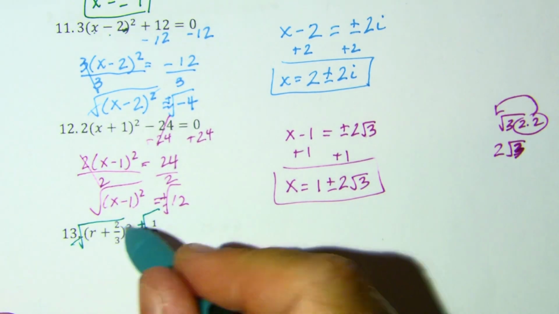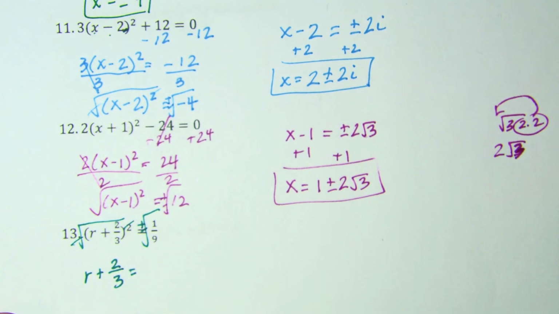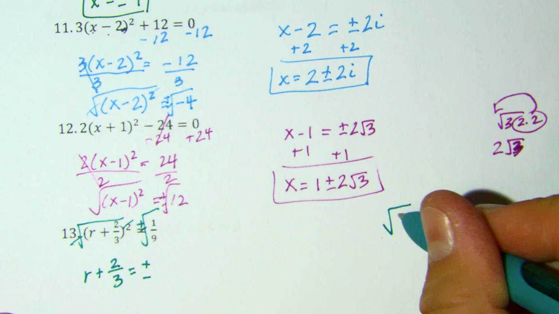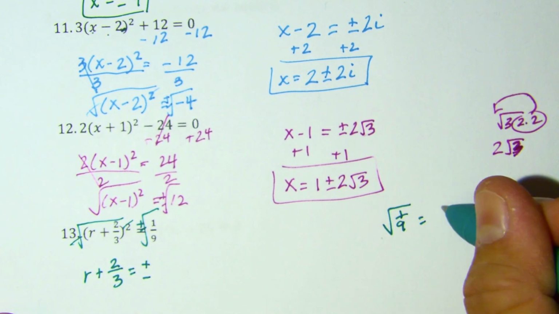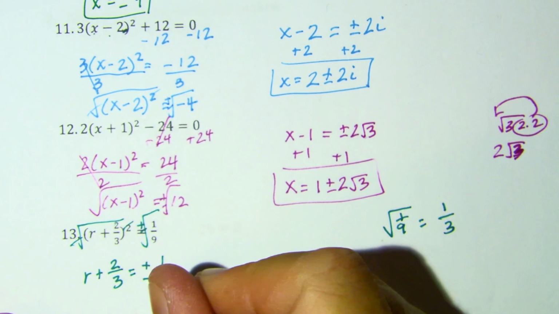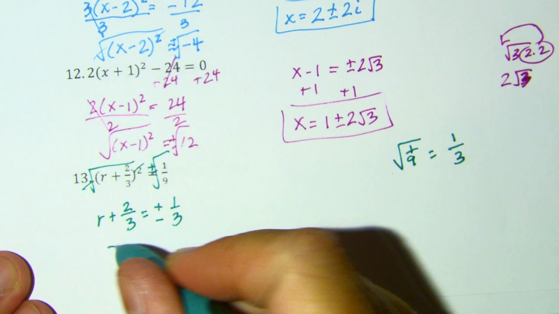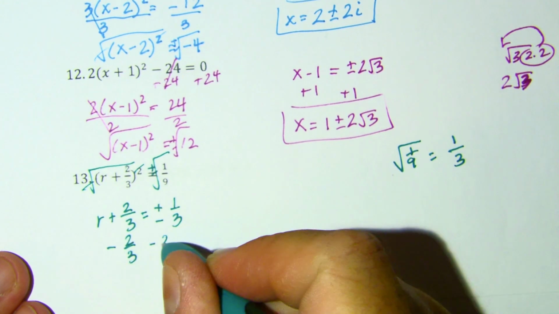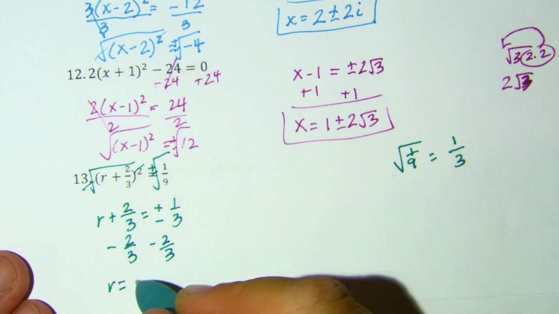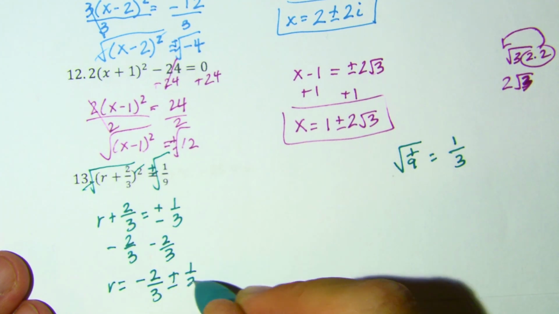That cancels these out, and I have r plus 2/3 is equal to plus or minus the square root of 1/9. Well, the square root of 1 is 1, and the square root of 9 is 3. So that's just plus or minus 1/3. The last step to getting r by itself is to subtract 2/3 from both sides. So I have r is equal to negative 2/3 plus or minus 1/3.